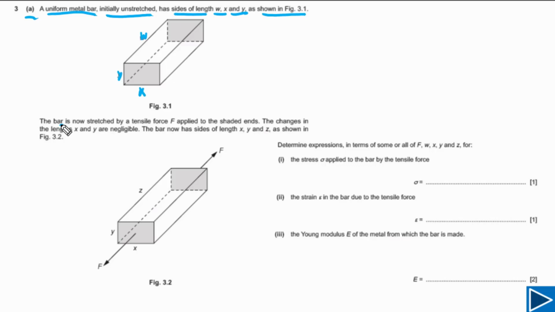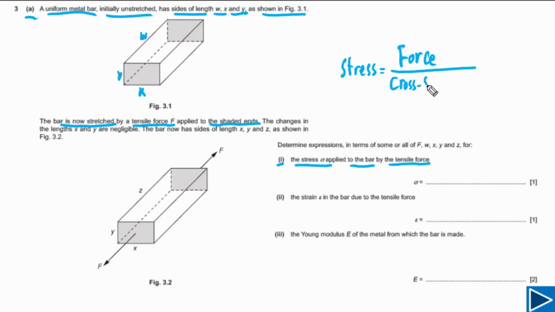It is also given that the bar is now stretched by a tensile force F applied to the shaded ends. Question A1 is asking us to calculate the stress applied to the bar by the tensile force. Means we need to determine the stress. Let's try to understand what is stress. Stress is simply equal to the force divided by the cross-sectional area of the material.